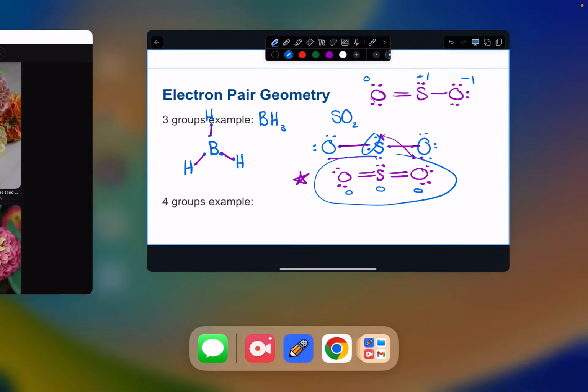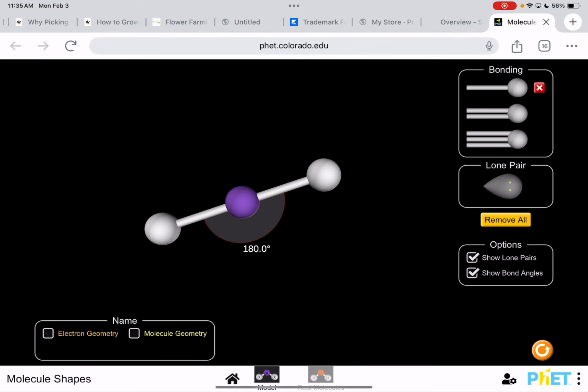Okay? So let's go over to our simulation. This one is the model. If you see down here, when it loads, you can click model or real molecule. So this is one where you can just tack on as many bonds as you want to look like the structure that you drew. Okay? So everybody watch. I'm going to hit bond, and I'm going to throw another bond in there.